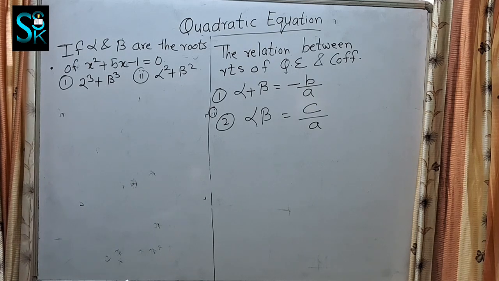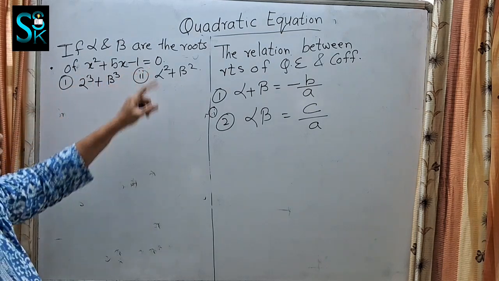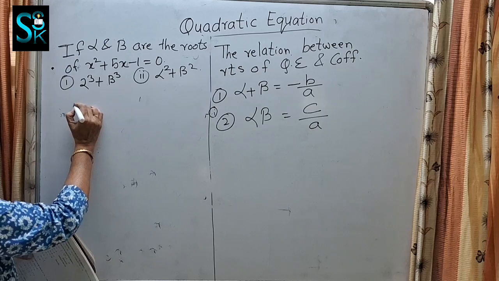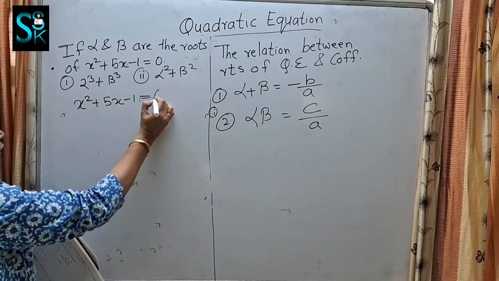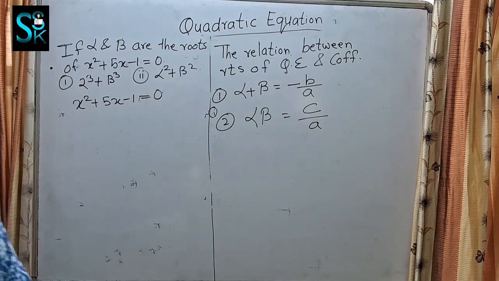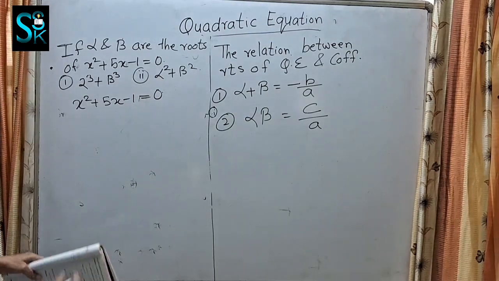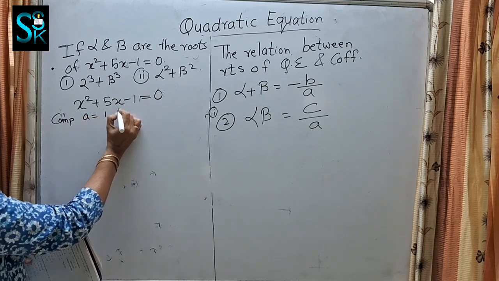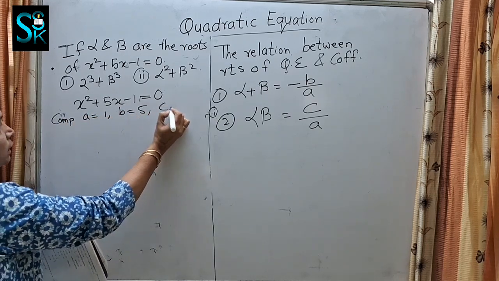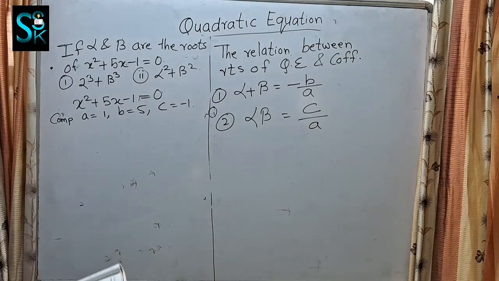Yes, again, first you are going to see whether it is in standard form. Yes, it is in standard form. So you are writing x square plus 5x minus 1 is equal to 0, which is in the standard form. Then you are going to compare. I am just writing compare. Writing a is equal to 1, b is equal to 5, c is equal to minus 1.